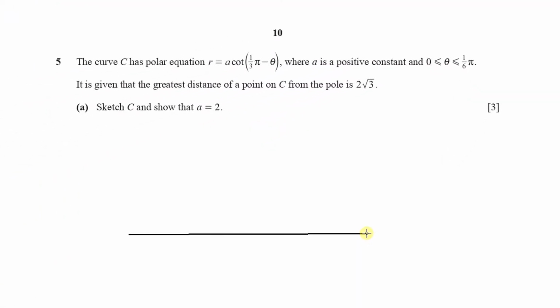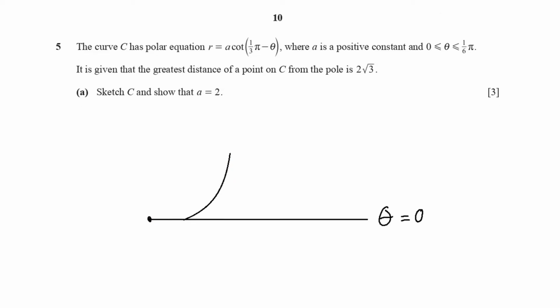So here we have the initial line where θ is equal to 0. And from the initial line, the graph seems to be going this way. So this is the graph, and the pole is roundabout here. Now the question also says it is given that the greatest distance of a point on C from the pole is 2√3. So the greatest distance should be the distance up to this point.